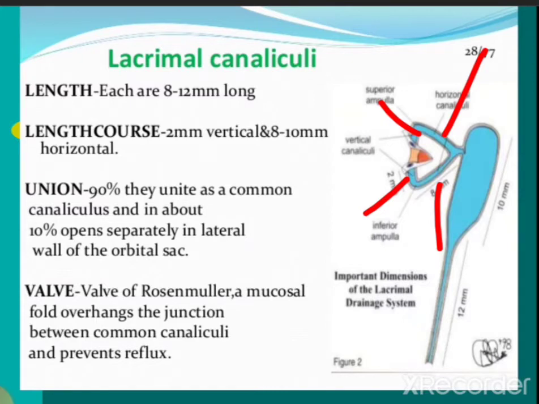Then the wall of Rosenmuller, a mucosal fold, overhangs the junction between the common canaliculus and the sac and prevents the reflux. So the wall of Rosenmuller lies over here, which prevents the reflux of tears from the canaliculi.